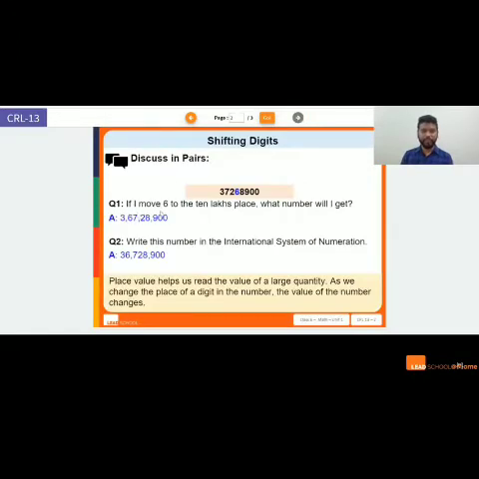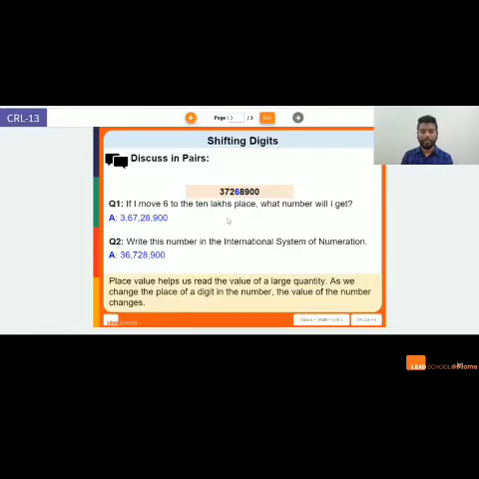Okay. If I move 6 to the 10 lakhs position, that is ones, tens, 100, 1000, 10,000, lakh, 10 lakhs. Now my number 6 is at 10,000th position. When I move it to the 10 lakhs position, the number becomes this. 3 crores 67 lakhs 28,900. This is Indian system of numeration. Can you see the periods? 3, 2, 2, 2 and so on and so forth.